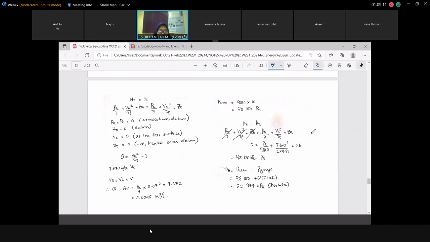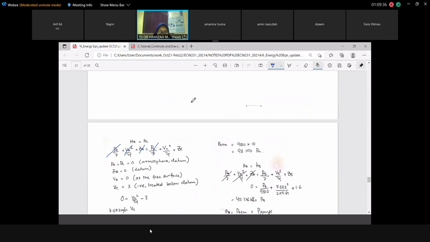Okay, so we do the Bernoulli equations. So we consider PA and PC as 0, can cancel. ZA is 0, datum. VA is 0 because it is inside the tank, not moving. Okay, now we compare HA with HC. We compare A with C first.